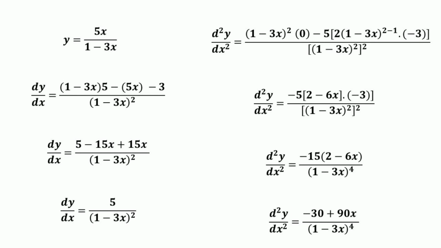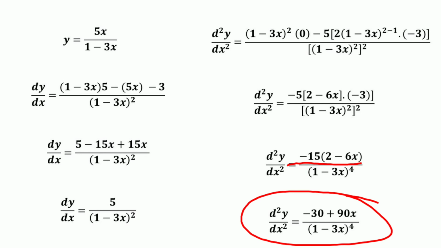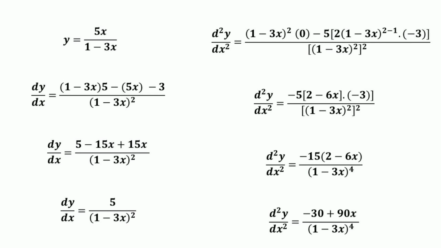So which is equal to minus 15 into 2, which is minus 30. Then minus 15 into minus 6x will become plus 90x, divided by (1 minus 3x) raised to the power 4. So this is the second order derivative of the given function.